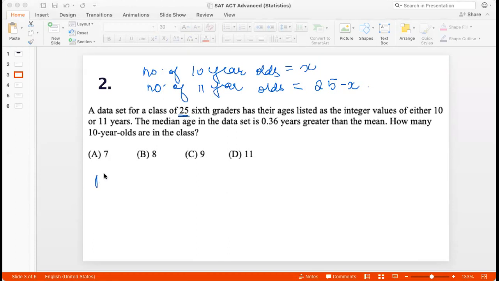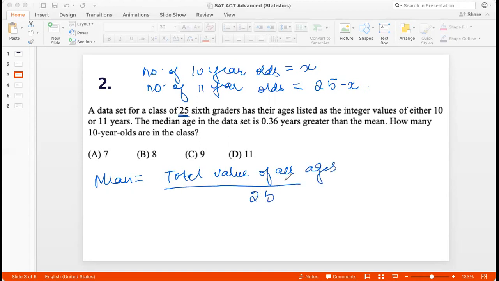So what will be the mean? Let's first find the mean. The mean would be the total value, the total sum of all ages, divided by 25. So that would be 10 times x plus 11 times 25 minus x, divided by 25. That's the total mean, right, of all the ages.